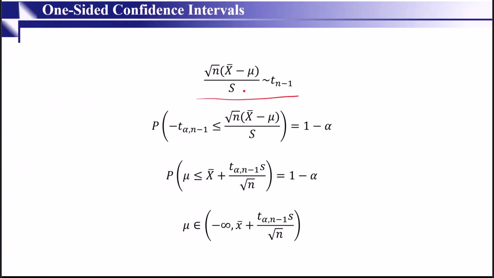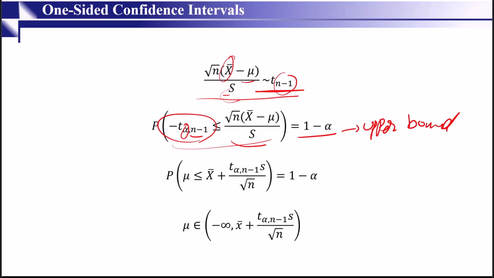We already learned this one. It measures the difference between the sample mean x bar and the population mean mu in standard error units, with a sample standard deviation of s, and it follows a t-distribution with n minus 1 degrees of freedom. Then we want to find the probability that the standardized statistic is greater than the critical value for the t-distribution with n minus 1 degrees of freedom at significance level alpha, which is equal to 1 minus alpha. This defines the confidence level for the upper bound.